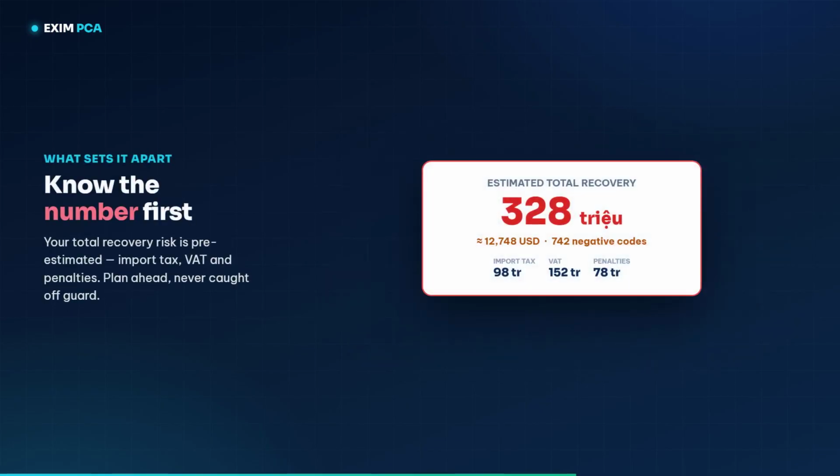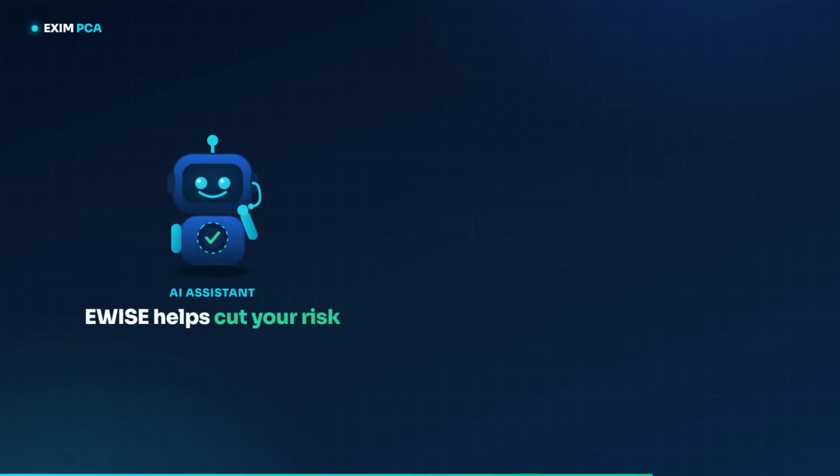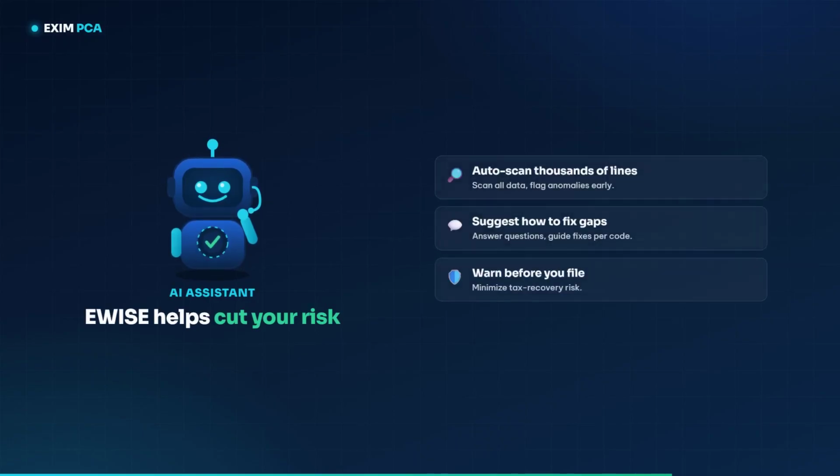Most importantly, your total recovery risk is pre-estimated: import tax, VAT, and penalties. Know the number and stay in control. With AI Assist in EWISE, it auto-scans thousands of lines, flags anomalies early, and suggests fixes, minimizing your risk.